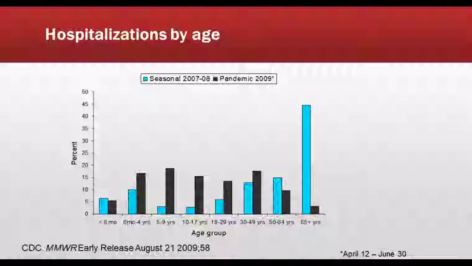Just again to highlight the difference, this was just for the first couple months of the outbreak. In blue are hospitalizations by age in a normal seasonal year. With the pandemic in black there, you can see again the hospitalizations are skewed to younger individuals. So it was bad, but not nearly as bad as it could have been. And just because the virus didn't cause serious disease. We learned a lot from the pandemic in 2009.